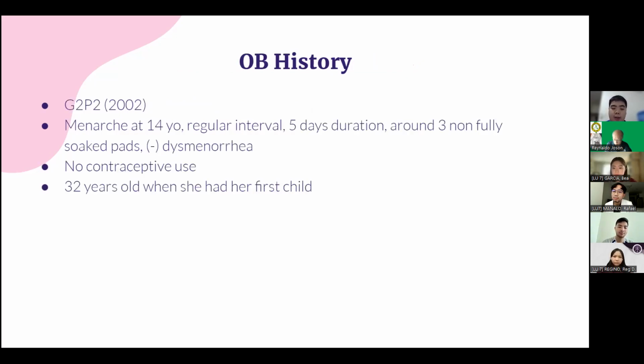And finally, for her OB history, she's a G2P2 2002. She had her first menses at 14 years old on regular intervals, around 5 days in duration, around 3 non-fully soaked pads, and no dysmenorrhea. She has no history of contraceptive use, and she was 32 years old when she had her first child.